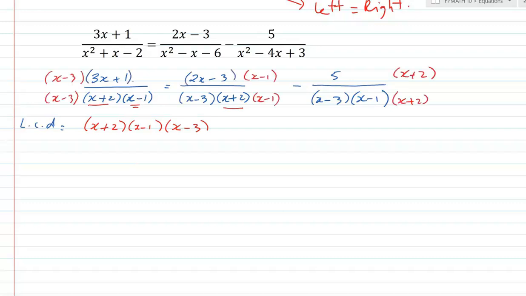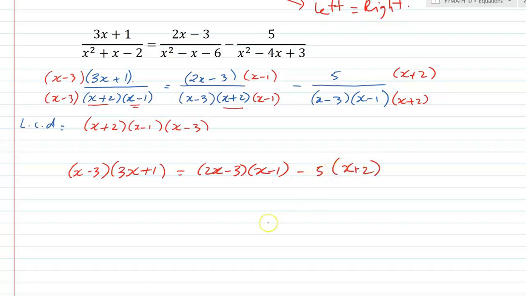All right, so here it is. Now all of them will have the same common denominator, lowest common denominator, and since they're all the same, we're just going to equate the numerators together. So the left hand side will be x minus 3 times 3x plus 1 equals 2x minus 3 times x minus 1 minus 5 times x plus 2. At this point you have to expand, simplify, bring all x's to the left hand side, numbers to the right hand side, and then go ahead and solve.